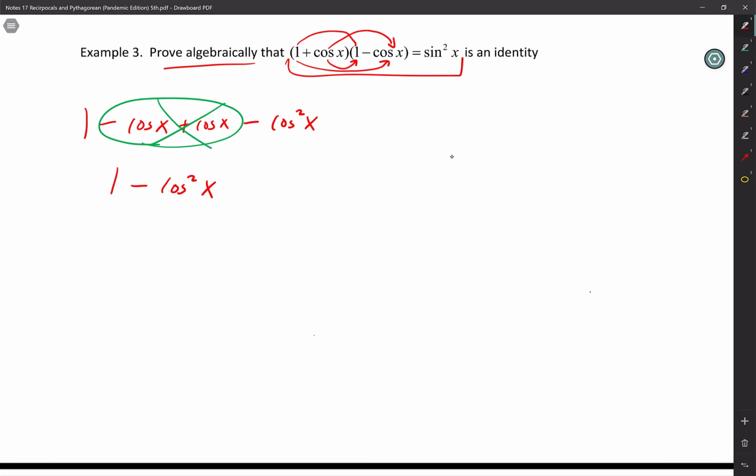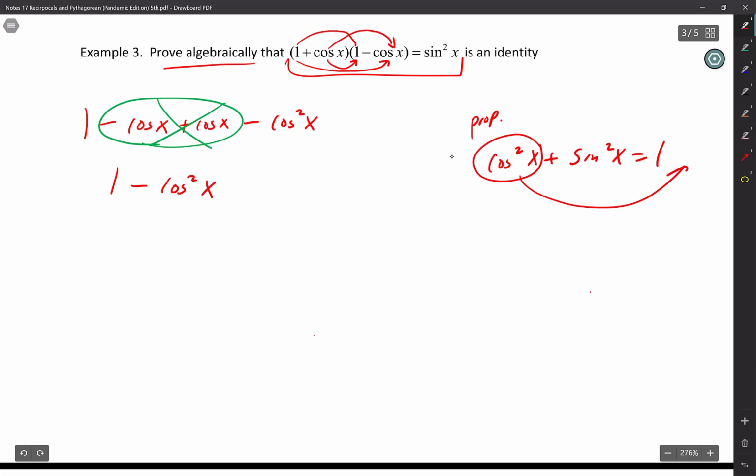Now what? Well, from there, I go to the side and I say, we know the Valentine's formula. We know that cosine squared x plus sine squared x is 1. That's one of our Pythagorean trig properties. I could solve for cosine squared and then substitute that expression in, but I want to do one better. I'm just going to move that to the right. And look what happens. Sine squared x equals 1 minus cosine squared x.